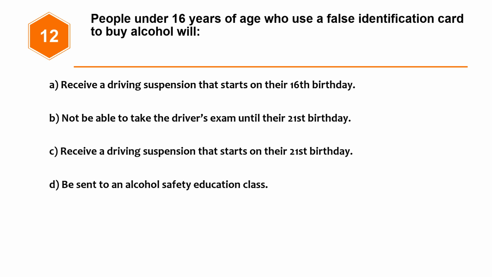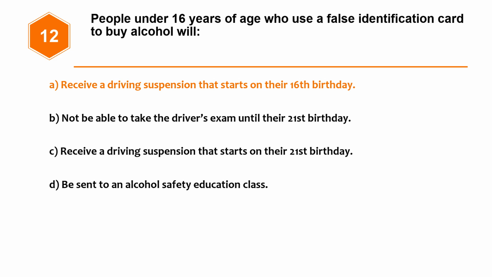Question 12. People under 16 years of age who use a false identification card to buy alcohol will: option A, receive a driving suspension that starts on their 16th birthday. Option B, not be able to take the driver's exam until their 21st birthday. Option C, receive a driving suspension that starts on their 21st birthday. Option D, be sent to an alcohol safety education class.